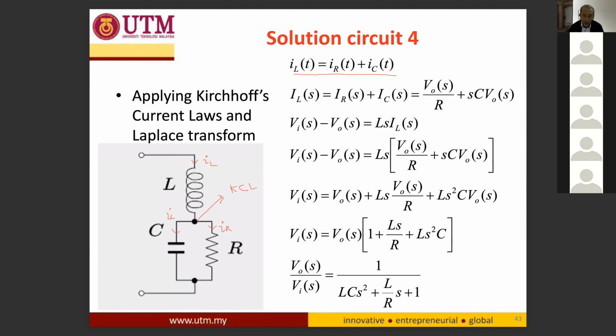Then you know that IR is from Ohm's law, so V0 over R. Then for the capacitance, when we apply Laplace transform, it becomes sC V0(s). This is the Laplace transform for current flow in capacitance. For the voltage, it is I over Cs. For the current, it is V multiplied by Cs.